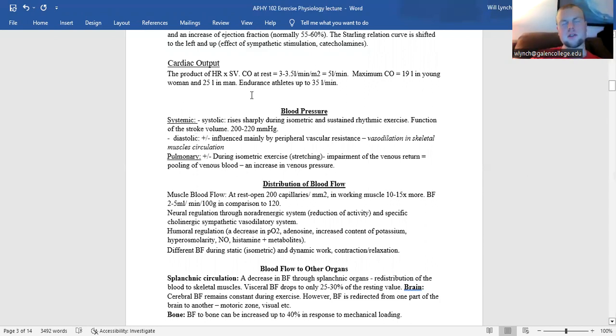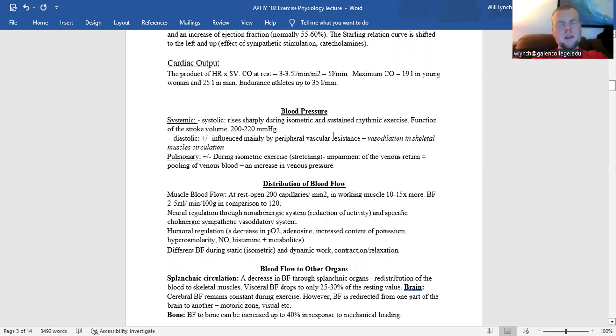Blood pressure, this is going to be both systolic and diastolic, right? Systolic is the pressure on the vessels during contraction. Diastolic is the pressure on the vessels during relaxation of the heart. For systemic blood pressure, the systolic is going to rise pretty sharply during isometric and sustained rhythmic exercise. This is going to get up to around 200 millimeters of mercury, which we know is a good 80 above what the average should be.